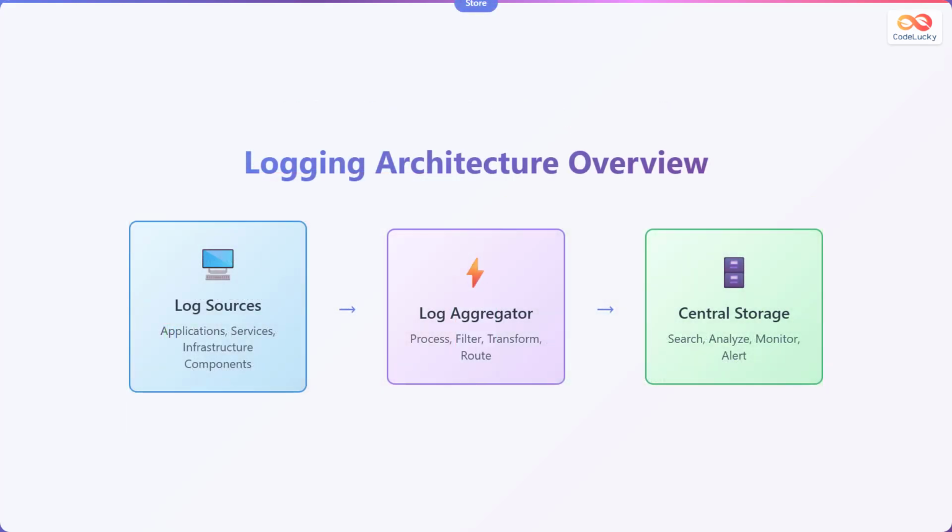Here is an overview of a typical logging architecture. The architecture comprises three primary components: log sources, a log aggregator, and a central storage. Log sources include applications, services, and various infrastructure components that generate log data. The log aggregator processes, filters, transforms, and routes the incoming logs. Finally, the central storage serves as the repository where logs are stored, enabling search, analysis, monitoring, and alerting functionalities.